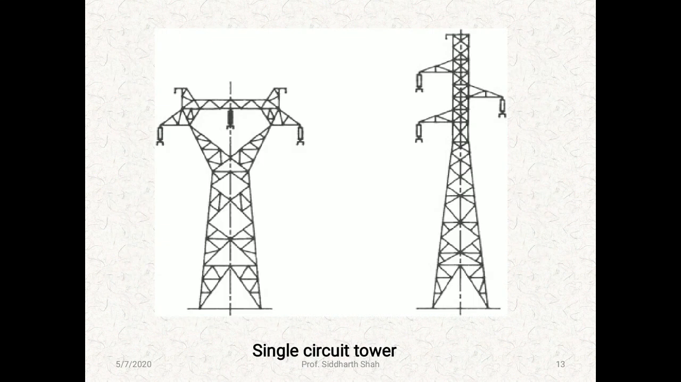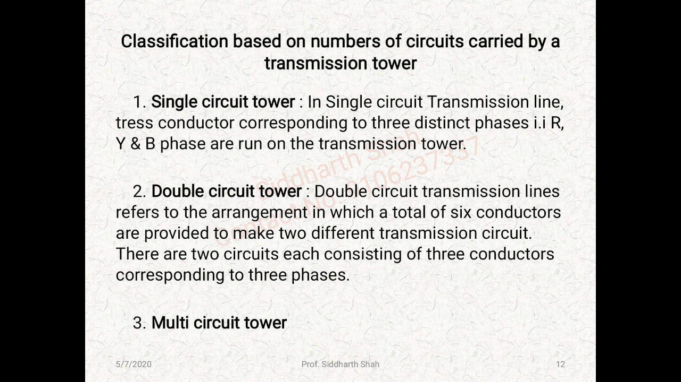Now, classification based on the number of circuits carried by a transmission tower. In a single circuit transmission line, there are total 3 conductors corresponding to 3 distinct phases, that is red, yellow and blue phase, run on the transmission tower.